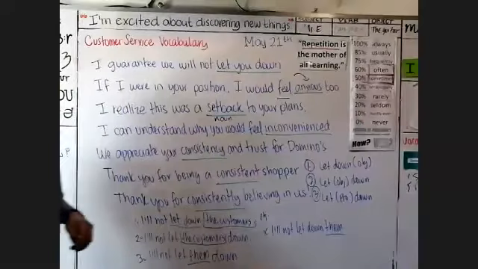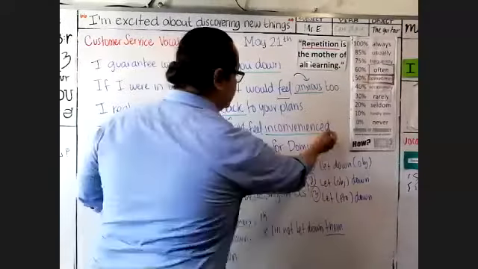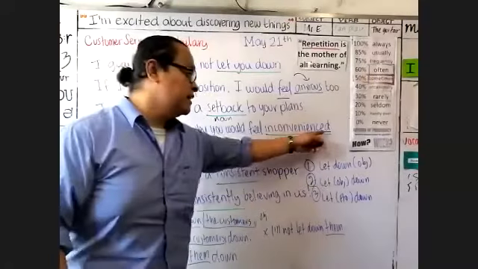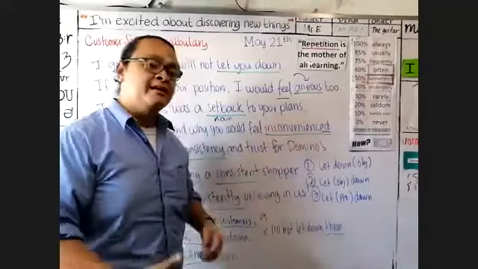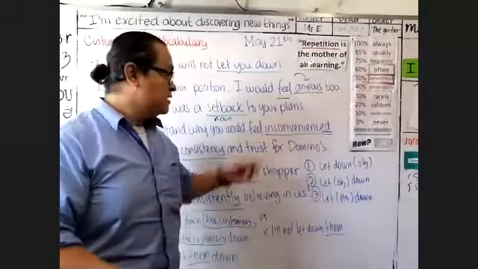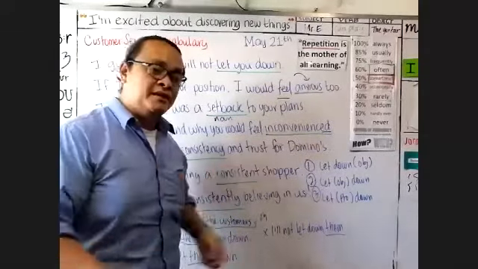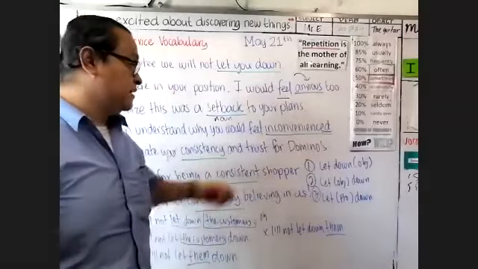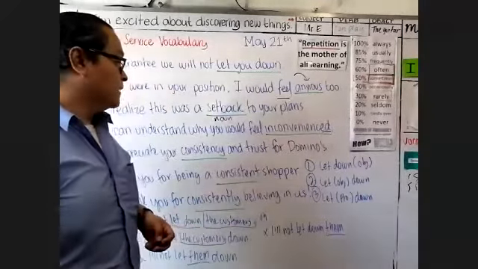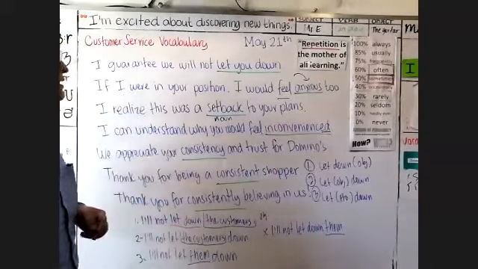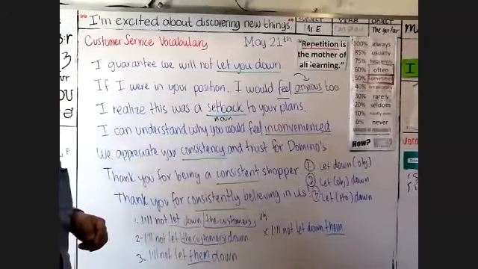Next on the list is inconvenienced. Here we're using a participle adjective that is a verb in a word with an ed ending. That's going to be an adjective. Inconvenienced means that you feel irritated because of an inconvenience, right? The state of feeling inconvenienced. So here we're using an empathic phrase. I can understand why you would feel inconvenienced.